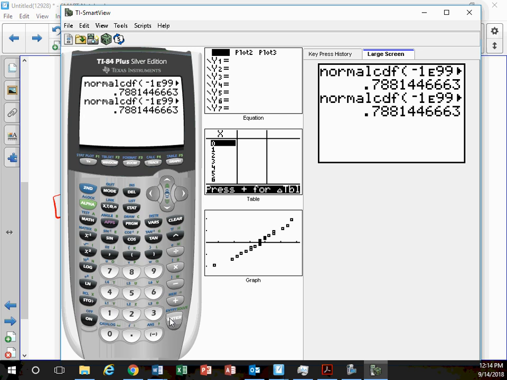We get the exact same thing, right? Okay, so it all depends on how the question's asked. If you've already had to find the z-score or not, you can certainly do either one of those. Okay, that makes sense?